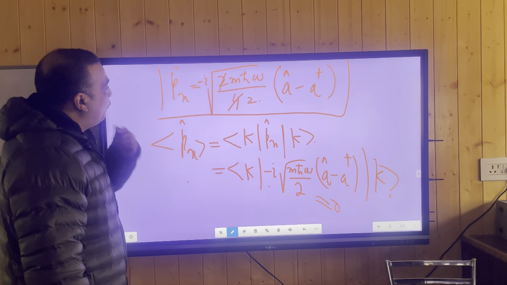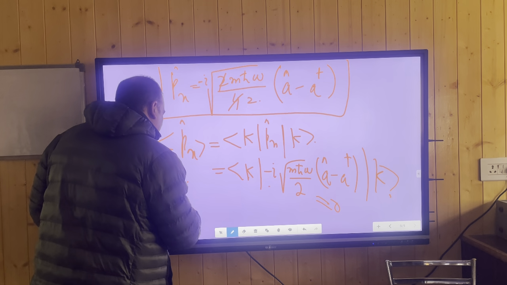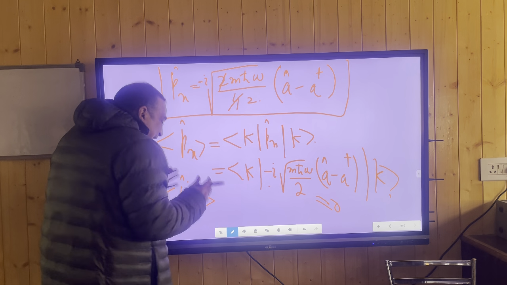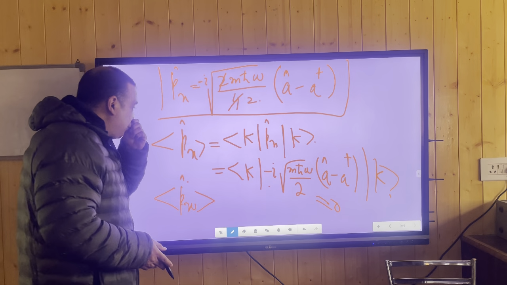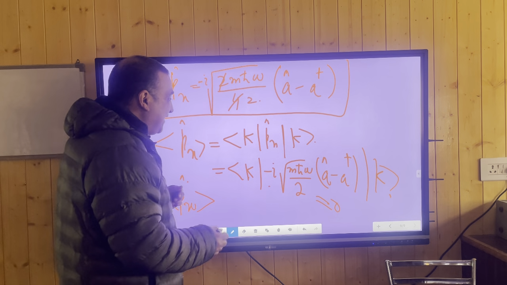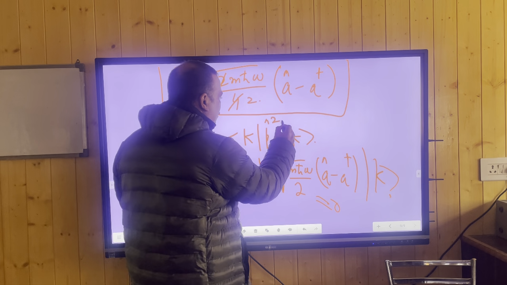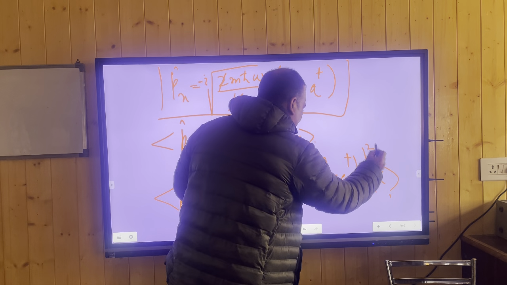Now we want to go with the next part. The next part is I would like to calculate the square of the momentum operator, the expectation of the square of the momentum, and that should be my job. So if that is the case, then you will have the same situation, but here you will have the square.